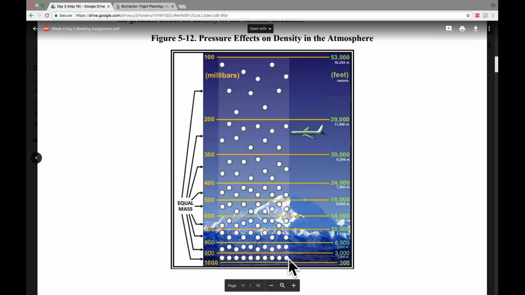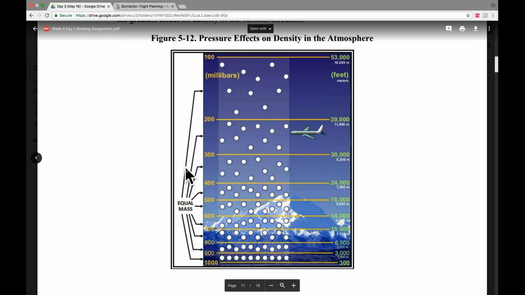So you can look and see it a lot better here. Same number of molecules in a tighter space, right? And you just see it continually grow and get further out. It doesn't matter where you are in the atmosphere.